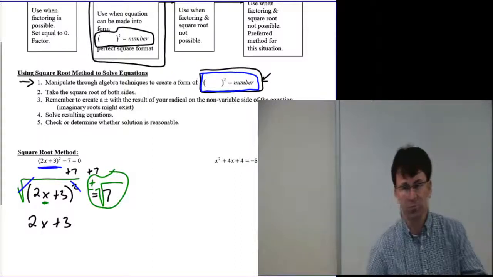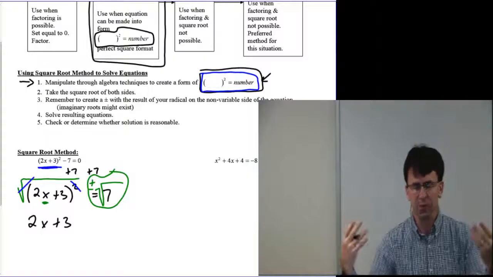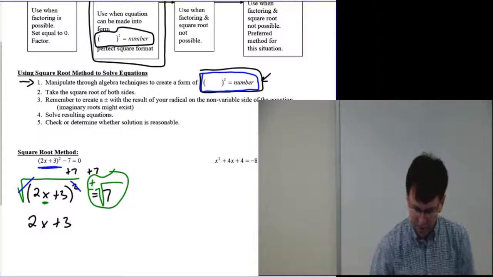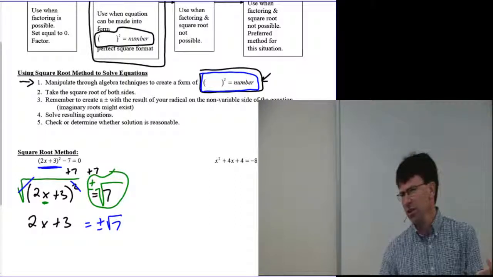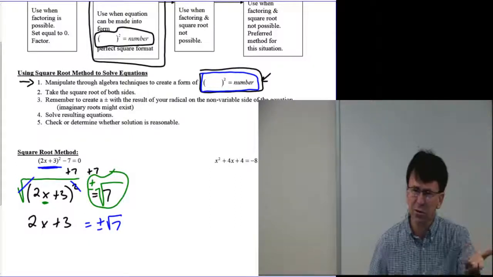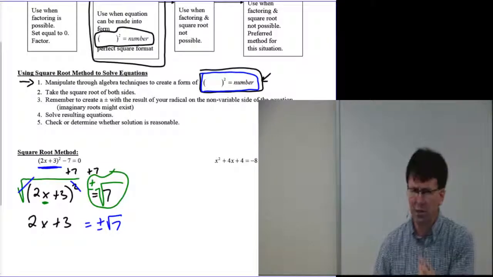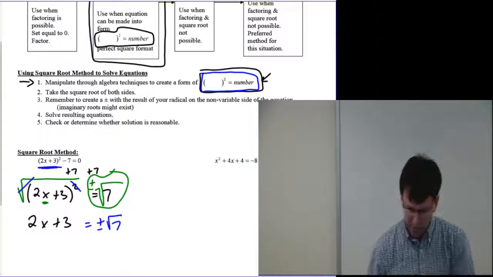Why did we square root? So we could get rid of that square and have just the inside of the body of that binomial equals plus or minus the square root of 7. Now, does anybody know what the square root of 7 is? If it reduced, you could certainly reduce it here. It doesn't reduce, so we're just going to live with that square root of 7 living there.